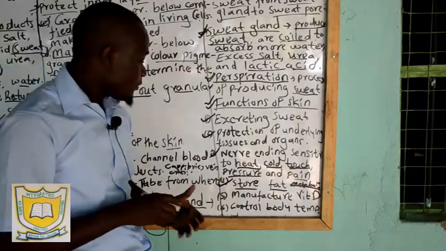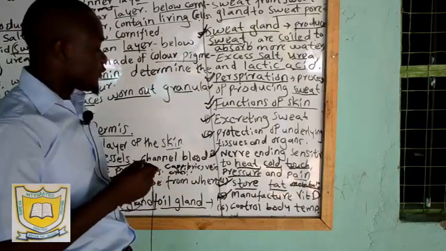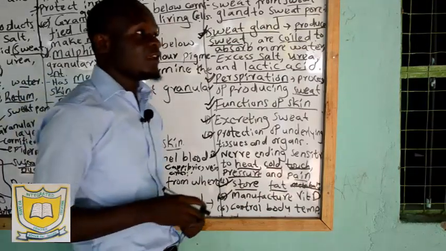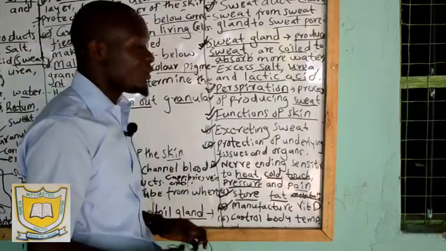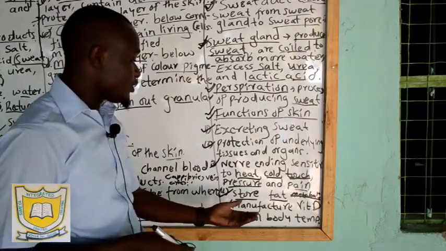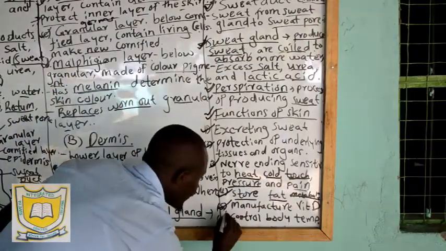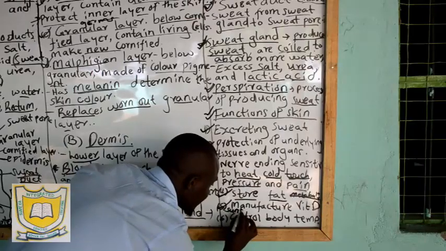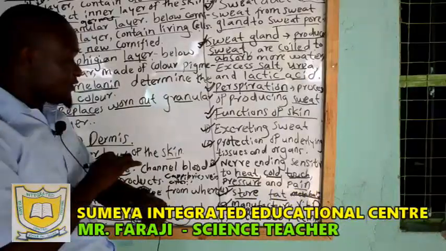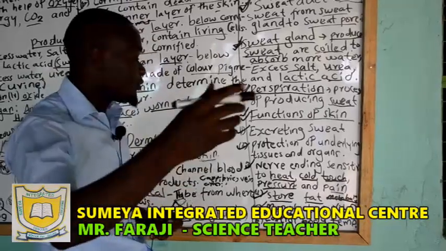Then we talk about the function number 5 of the skin, we talk of the manufacture of vitamin D. How does the skin manufacture vitamin D? That now brings us to the reason why most of the time when you wake up in the morning, somebody sits in the sun in order to take this vitamin D. That manufacture of vitamin D is from sunlight. So the skin manufactures vitamin D, but it doesn't manufacture vitamin D in darkness, it is from sunlight.